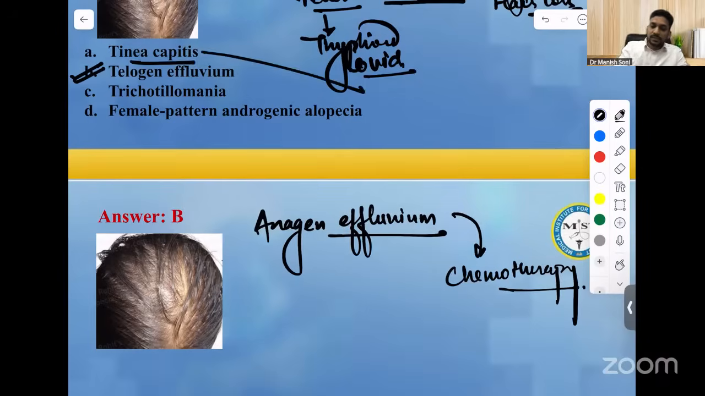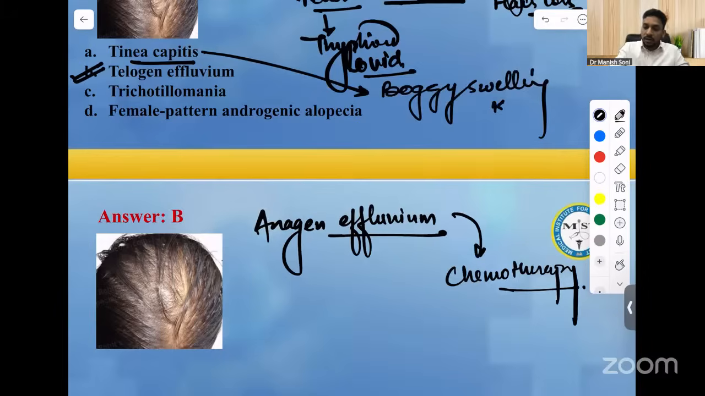Tinea capitis is a fungal infection of the hair follicles leading to sometimes boggy swelling known as kerion. So here there is no swelling. Trichotillomania is a psychiatric condition where the patient has a tendency to pull the hair. The patient keeps pulling hair from one particular area, so there is a patch of hair loss seen in a psychiatric patient. That is trichotillomania.